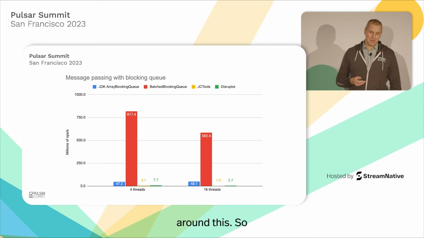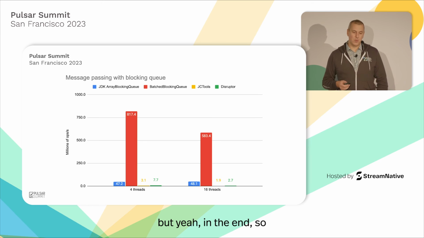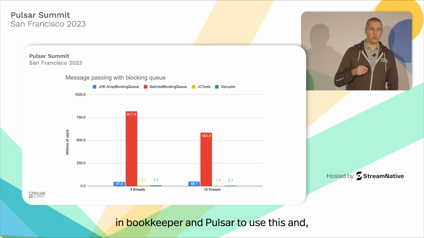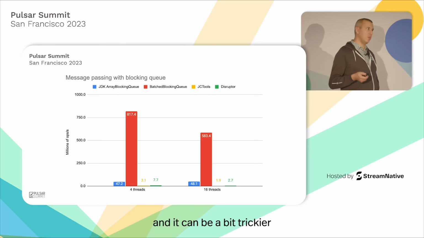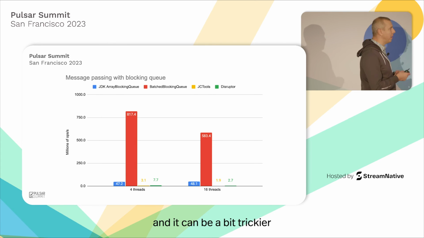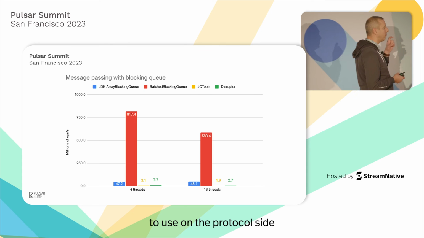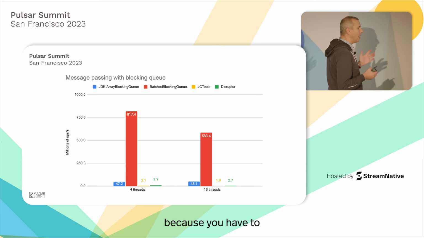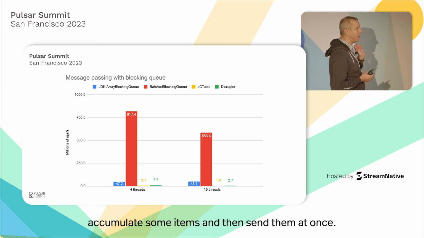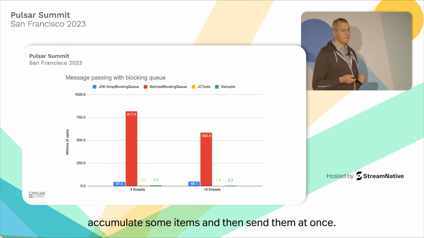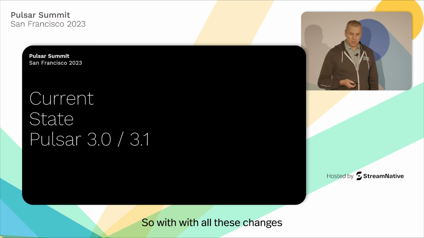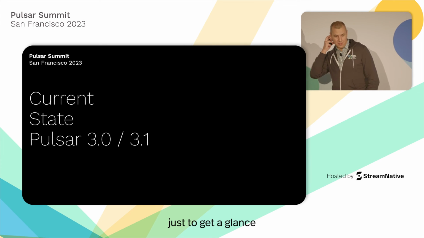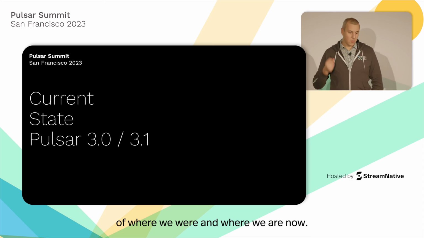But yeah, in the end, we switched a bunch of components in BookKeeper and Pulsar to use this, and it can be a bit trickier to use on the putAll side, because you have to accumulate some items and then send them at once. But yeah, it makes things much faster. So with all these changes, just to get a glance of where we were and where we are now.